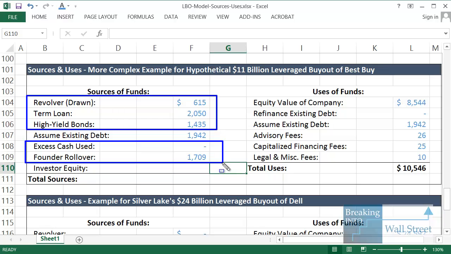And once we do that, the PE firm will not have to buy as many shares, which is why it counts as a source of funds, because it reduces the amount of shares that the private equity firm has to pay, thereby reducing the purchase price and the cash they contribute. So that's one new item.